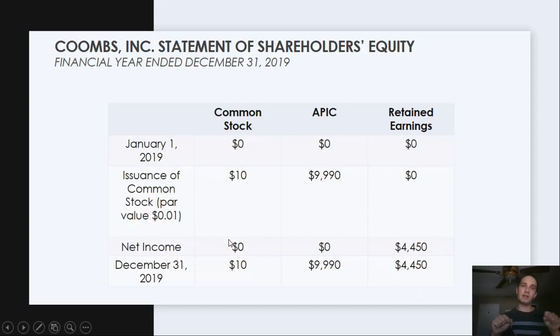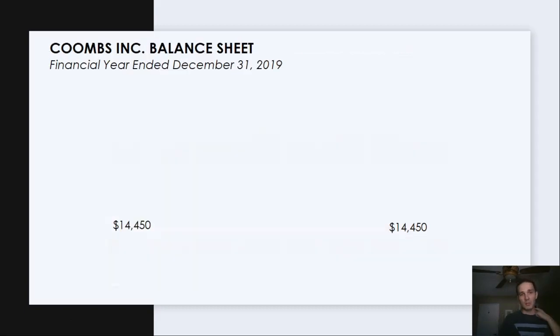So we're always preparing these financial statements in this order, right? We're going to prepare that income statement, then we're going to prepare our statement of shareholders' equity, or in earlier accounting courses you might call this statement of retained earnings. And then we go into our balance sheet. So our balance sheet, we're going to make sure that these tie, the 14,450 and the 14,450 tie, and we're going to break in the assets.